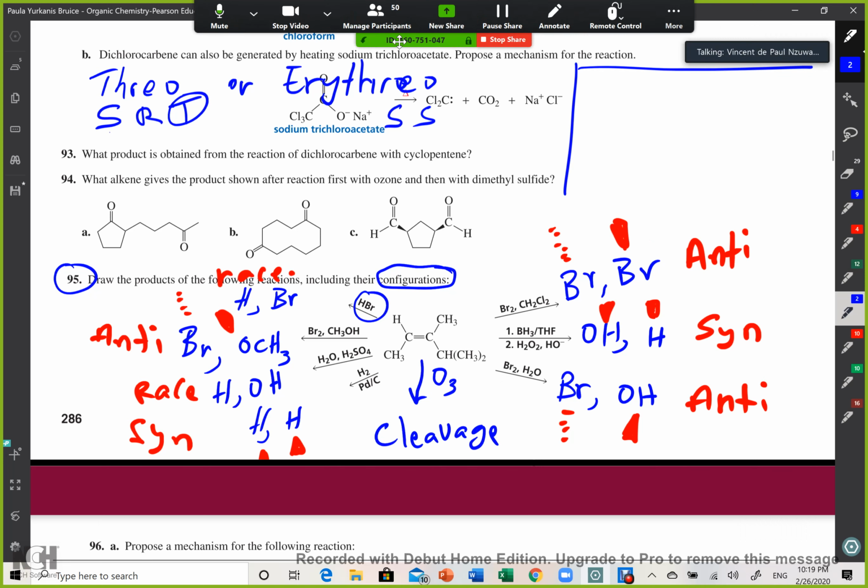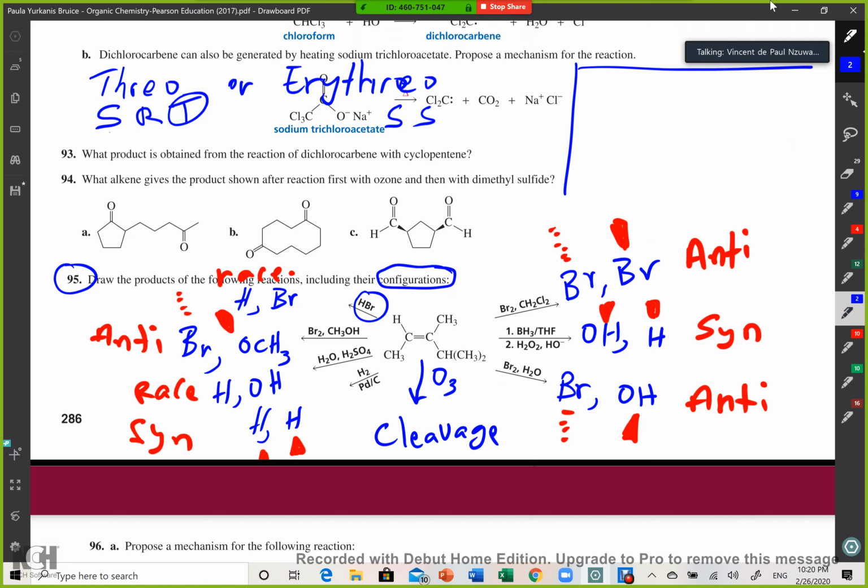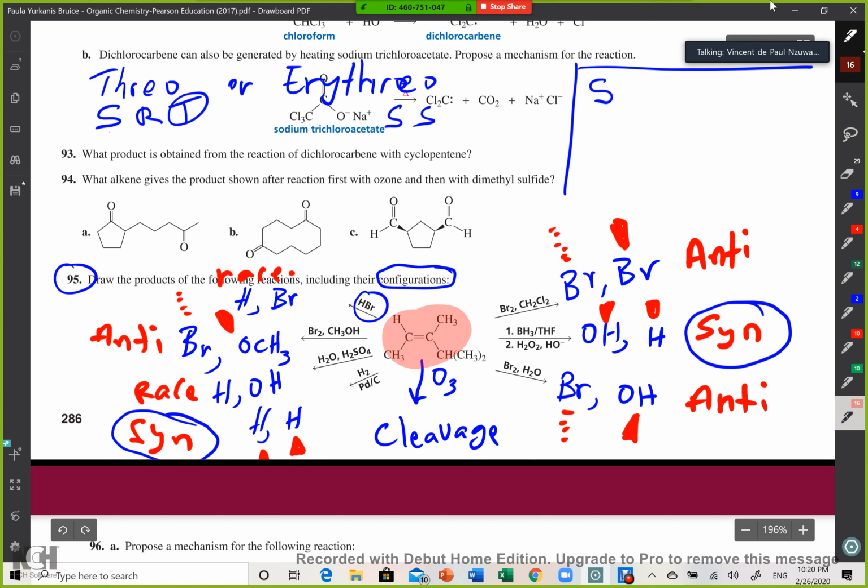So the best way for us to remember this is, if your reaction gives you a syn product, for example, this reaction here gives me a syn product, and this other reaction here generates a syn product, and your starting material, which is this guy, has a trans stereochemistry, then your product will be threo. Does that make sense? Yes. Okay, if your addition is a syn addition, and your starting material has a cis stereochemistry, then your product will be erythro.